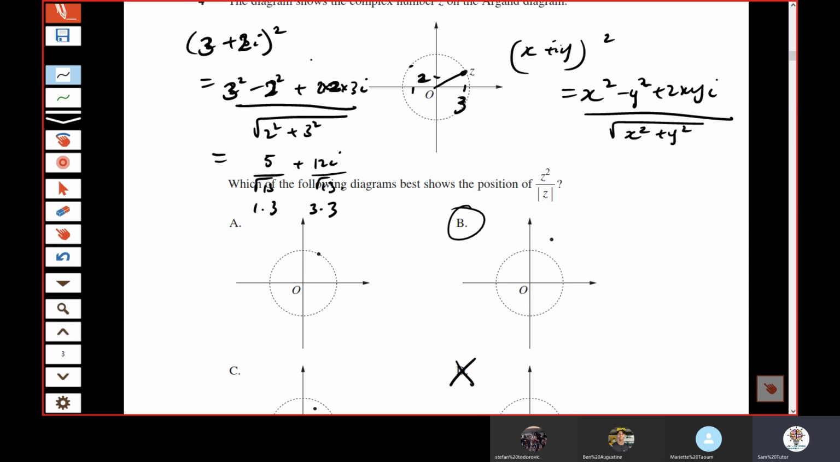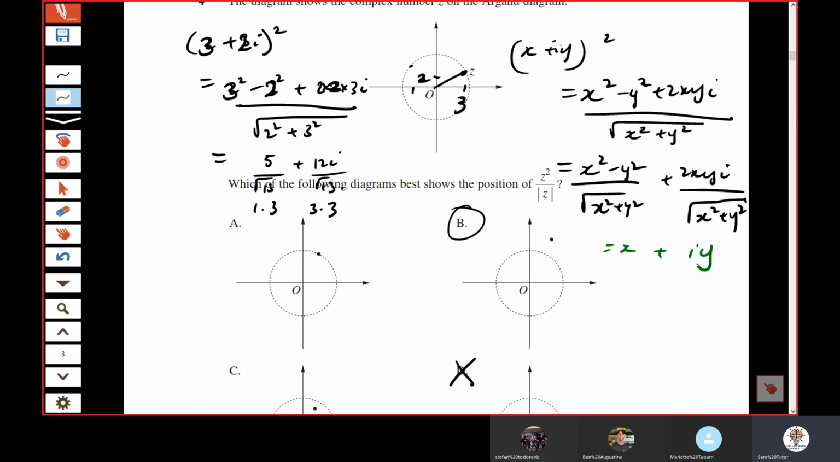So if for any reason you couldn't do it algebraically, now x squared minus y squared on square root of x squared plus y squared, plus 2xyi on square root of x squared plus y squared, comparing that to x plus iy. No, it's going to be too hard to explain with that. Let's do it numerically. I'll show you the proof of this. I think that's going to be better. I'll show you guys the proof of that and what happens to that.